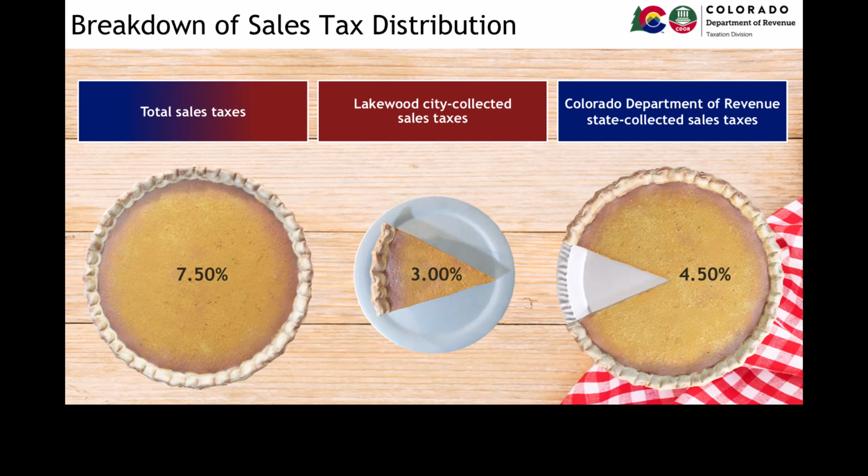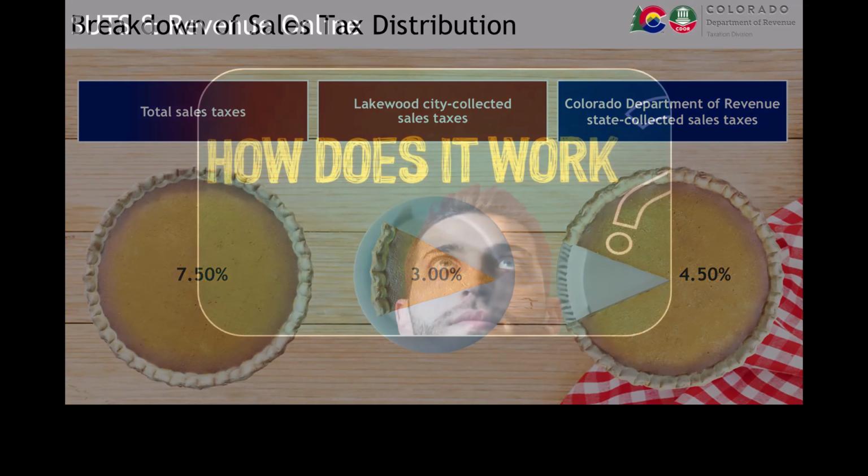Please note that the 4.5% slice of the sales tax pie must be filed and paid using only one method, either through Revenue Online or through SUTS. Submitting returns or payments using a combination of filing and payment methods will result in processing and payment errors.